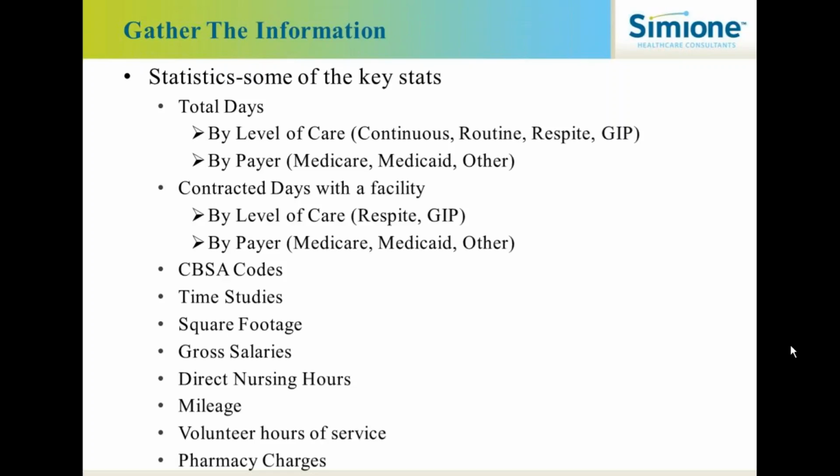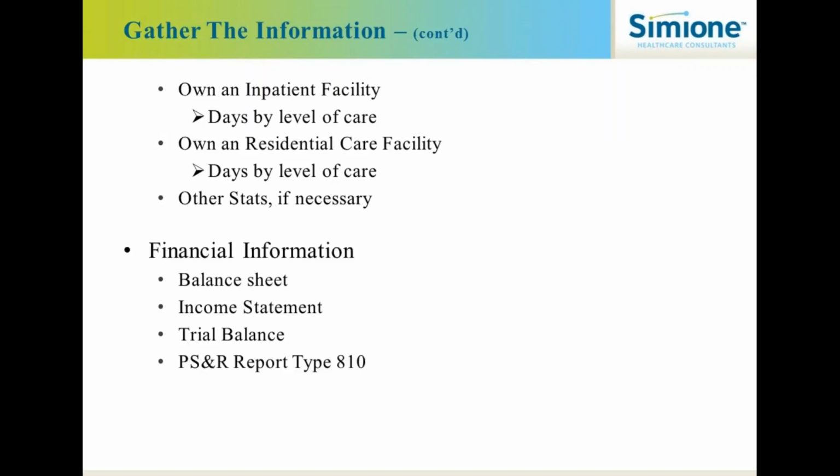Any time studies for allocations of any salaries, square footage statistics, your gross salaries, your direct nursing hours, mileage, volunteer hours of service, pharmacy charges. Next slide, please. If you own an inpatient facility, you will need the days by level of care. If you own a residential care facility, you will need the days by level of care. And then you will need any other stats, if necessary, to spread any costs within the cost report.